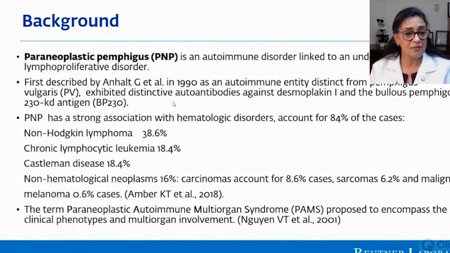It was first described by Dr. Anhalt in 1990 as an autoimmune entity distinct from pemphigus vulgaris because it had autoantibodies to other antigens besides desmoglein 1 and 3. It has a strong association with hematological disorders, which account for about 84% of cases. Non-hematological neoplasms are seen in some cases. And now, because multiple organ involvement is seen and there are a lot of clinical phenotypes, as Dr. Sinha mentioned, the term paraneoplastic autoimmune multi-organ syndrome, or PAMS, has been proposed.